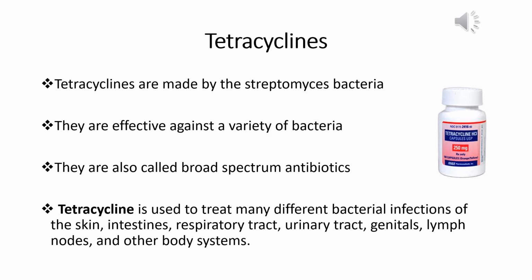The next antibiotic is tetracycline. Tetracyclines are made by streptomyces bacteria, students. They are effective against a variety of bacteria. They are also called broad spectrum like penicillin, and they are used to treat many different bacterial infections of the skin, intestines, respiratory tract, urinary tract, genitals, lymph nodes, and other body systems.